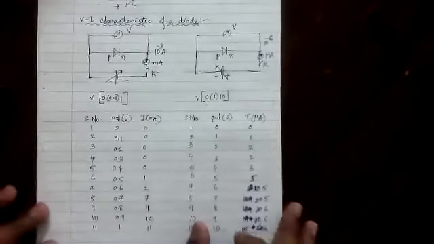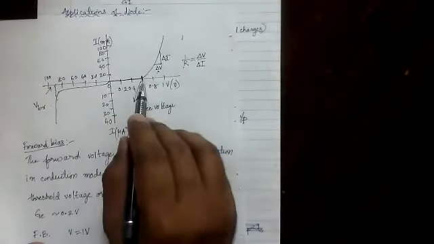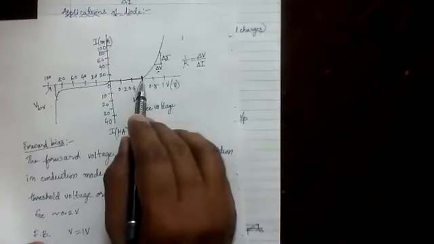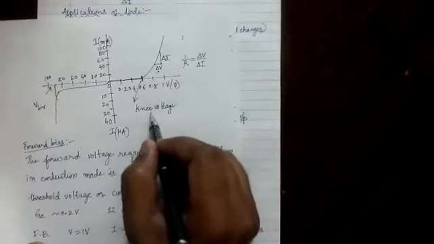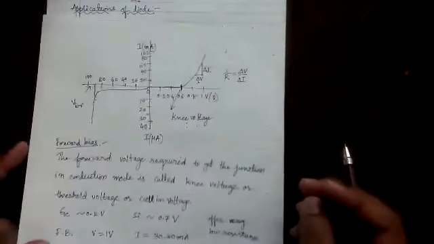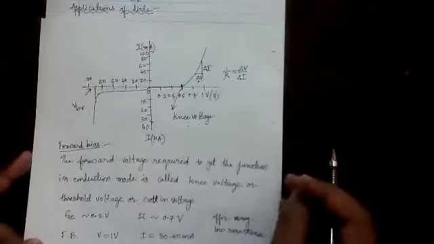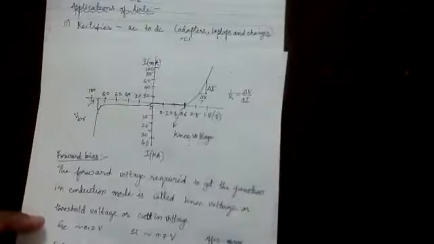Threshold voltage or cut-in voltage, or there is one more name I have given: knee voltage. At a particular voltage like this, as you are increasing the voltage, current did not start flowing through the diode. After maybe 0.6, the current started flowing. This voltage is known as knee voltage or cut-in voltage or threshold voltage. This definition is usually asked if you get a junction diode or a Zener diode in your physics lab experiment. Definitely they will ask you this.